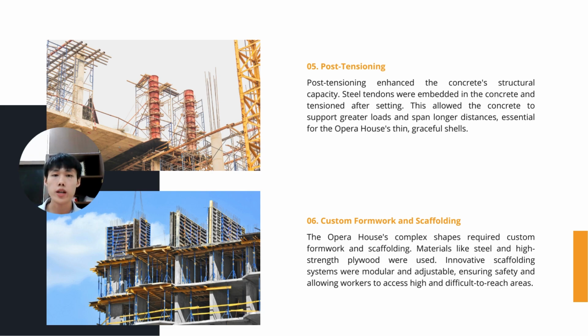The Opera House complex shed required custom formwork and scaffolding. Materials like steel and high-strength plywood were used, and innovative scaffolding systems were modular and adjustable, ensuring safety and allowing workers to access high and difficult to reach areas.